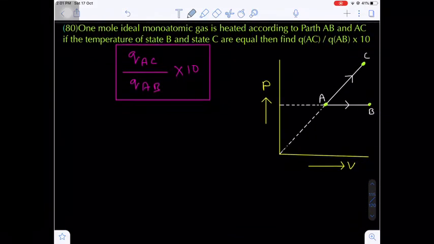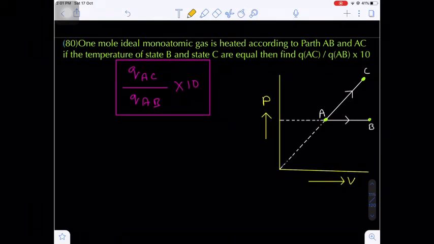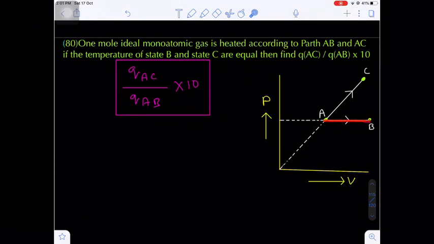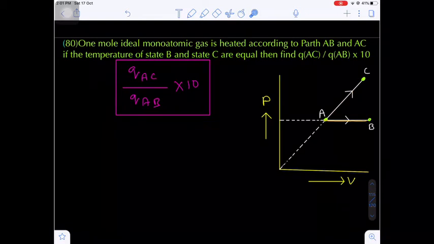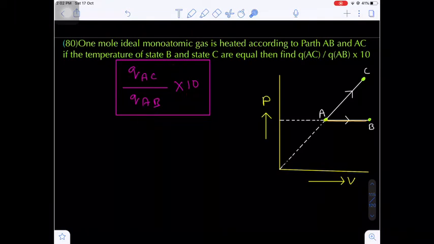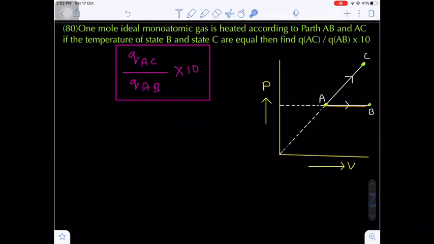Now the next question, that will be the question number 80. 1 mole of a monoatomic gas is heated according to the path AB and path AC. So there are two paths given, path AB and also path AC. If the temperature of the states B and C are equal, then find the value of QAC divided by QAB multiplied by 10. This is an integer type answer question.